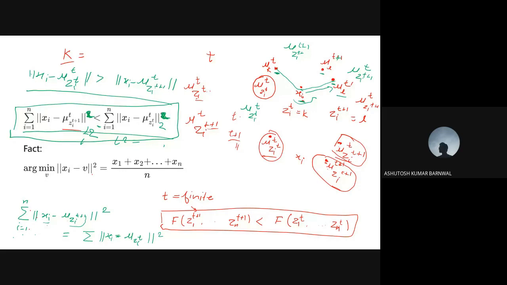Sir, I have a doubt. In the t plus 1th iteration, this mu of z_i^(t+1) is still bothering me. Okay, let me explain this again. I have k clusters and n data points. Now, in the t-th iteration, my algorithm has not converged, so there are some points which are actually moving in the t plus 1 iteration, reassigned to some other cluster. Say there is one point xi which is not happy with its own cluster in the t-th iteration. In the t-th iteration, it belongs to the cluster k.